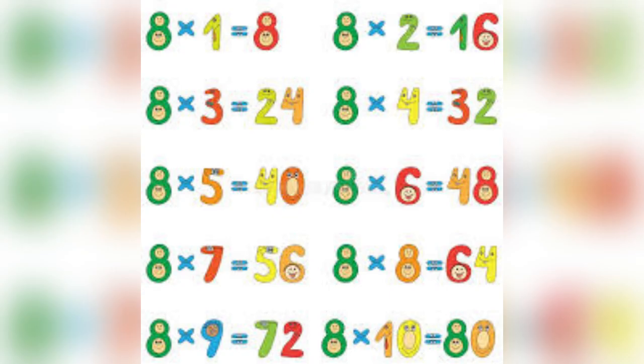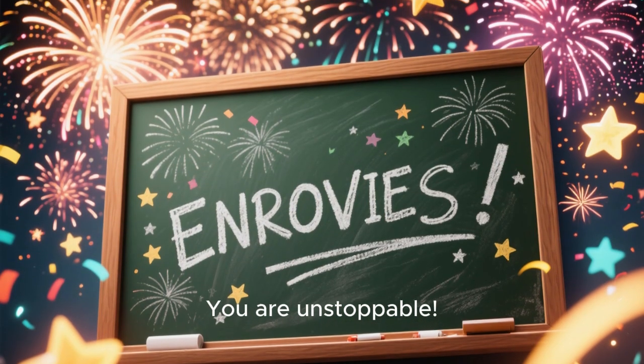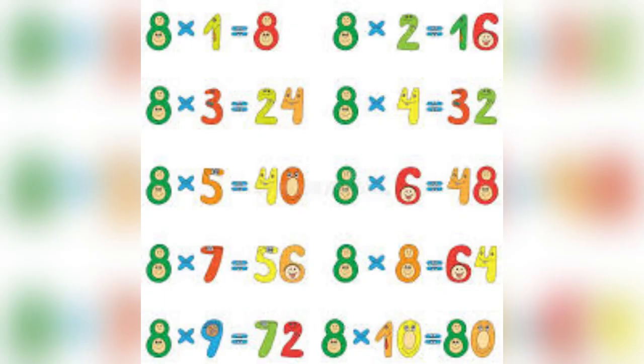8 times 5 is 40. 8 times 6 is 48. 8 times 7 is 56. 8 times 8 is 64. 8 times 9 is 72. 8 times 10 is 80. You are unstoppable. See the pattern? 8, 16, 24. We're just adding 8.